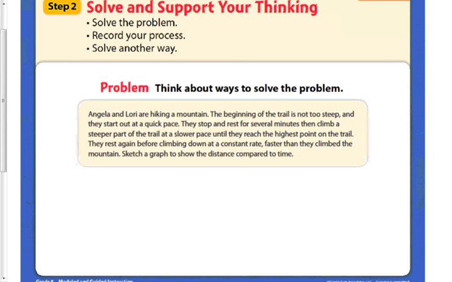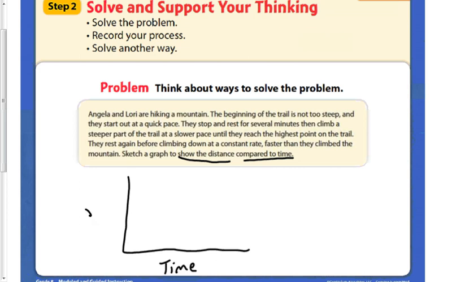So let's take a look at it. If we make a little sketch of a graph, it doesn't have to be perfect, but we want to have 2 axes because it says sketch the graph to show the distance compared to time. So over time, how high are they? I can write here, distance. And we want to title this as well. We'll title this hiking a mountain.